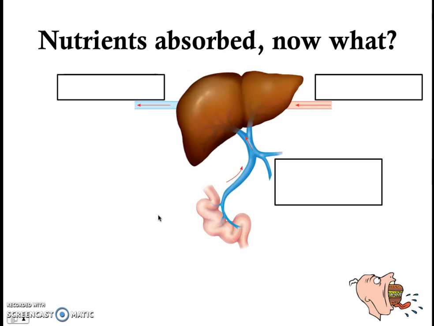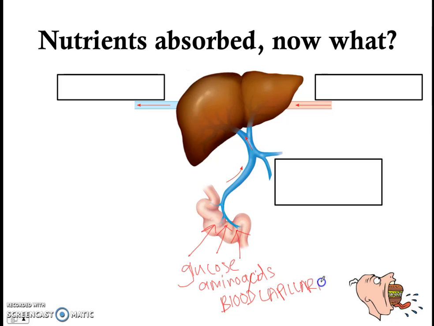Now if you recall, we left off the last time at the small intestine, and we saw that nutrients were absorbed in the small intestine. So in particular, we saw that glucose and amino acids were absorbed into, do you remember where? They were absorbed into the blood capillaries. Now, once they're absorbed in the blood capillaries, what happens next? Well, the blood capillaries all unite, they all join together to form this blood vessel here, which transports the glucose and amino acids to the liver.